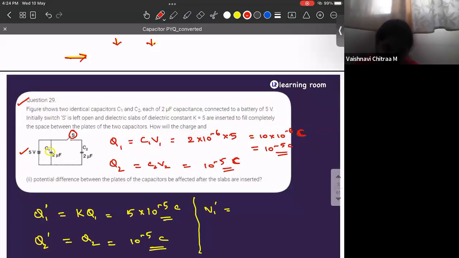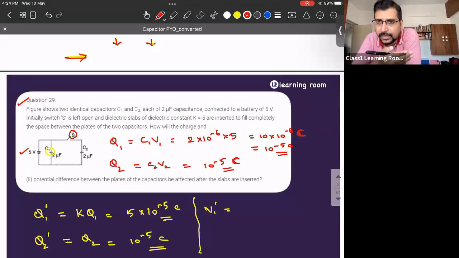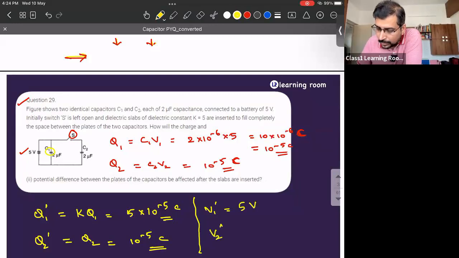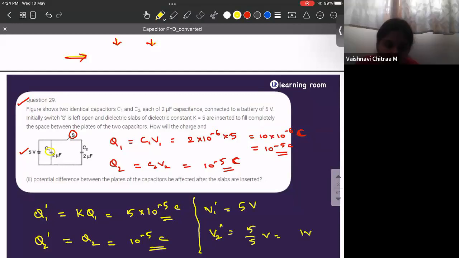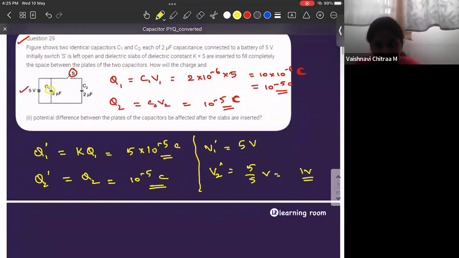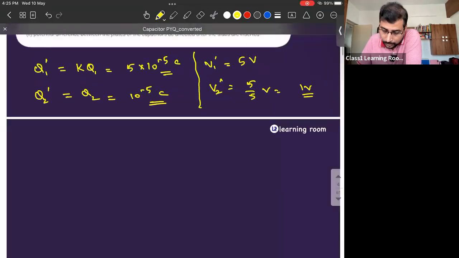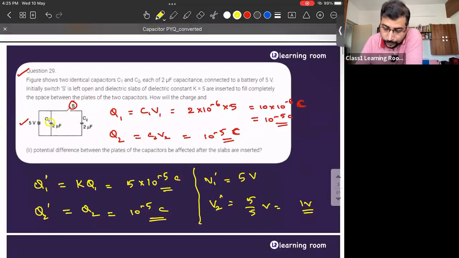V0. How much is that V0? What is the battery you are able to see in the diagram? 5. That's the answer. So V1 dash should be 5 volt and V2 dash should be 5 divided by 5 volt, which is 1 volt. That is what the question is all about. That is what they are asking. Are you able to understand? So this is all you need to know.